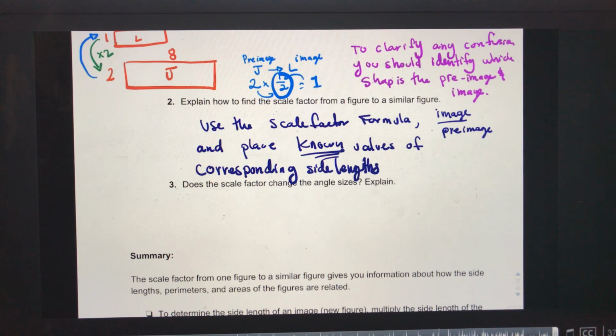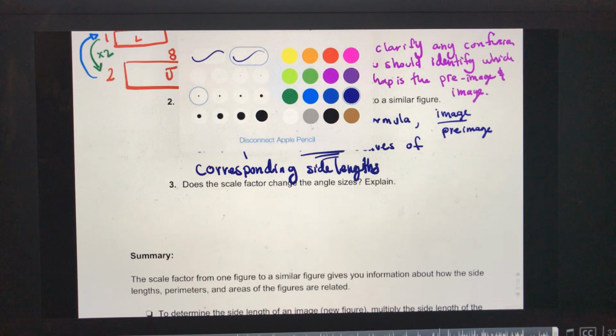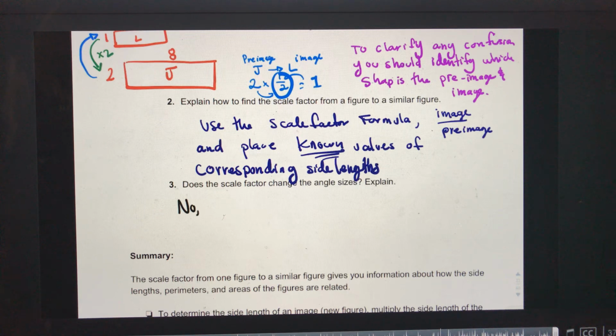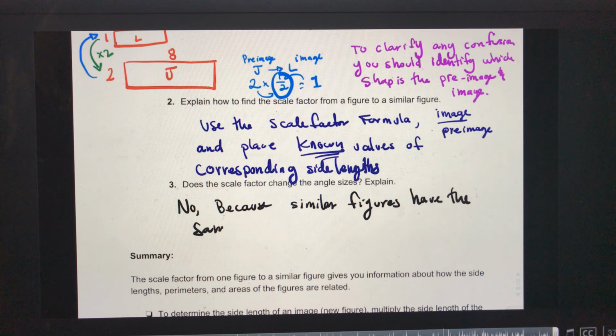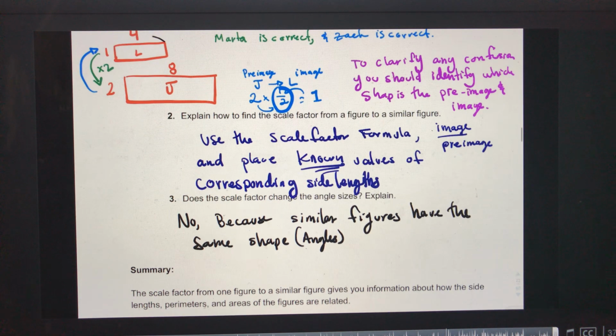Okay. And does scale factor change the angle size? No. This one is definitely a no. Because similar figures have the same shape, and that shape is referring to angles. For example, if these two are similar, they're both rectangles, which means that this is 90 degrees, and just because this one is twice as big does not make that 180 degrees. That's still 90. Okay.